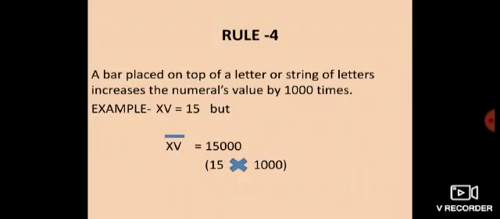Rule number 4. If a bar is put over an alphabet, the value of the numeral is increased by 1000 times. For example, XV is 15, but when a bar is placed over XV, it becomes 15,000, that is 1000 times more. That is 15 into 1000, which gives us 15,000.